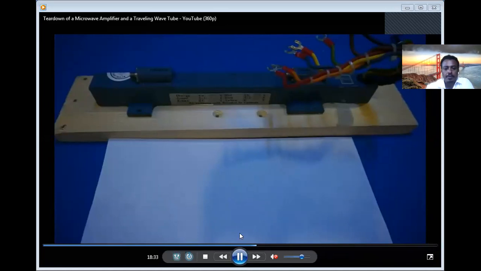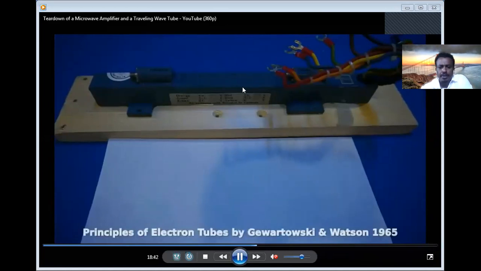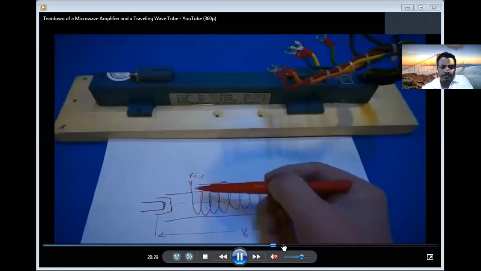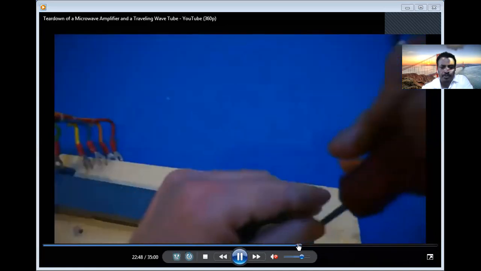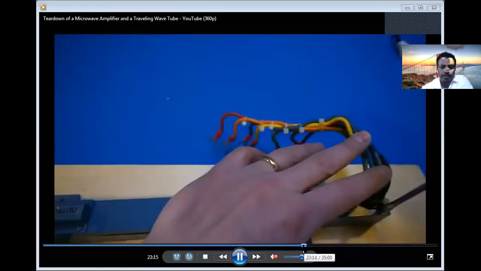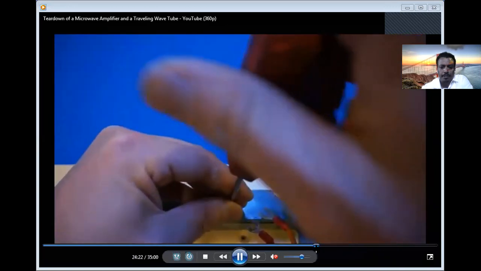This is the TWT amplifier, high power amplifier. So let's see what is inside. I'll explain for you. It's opening the amplifier.